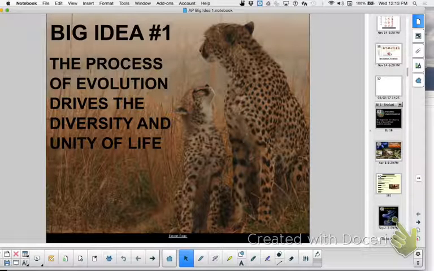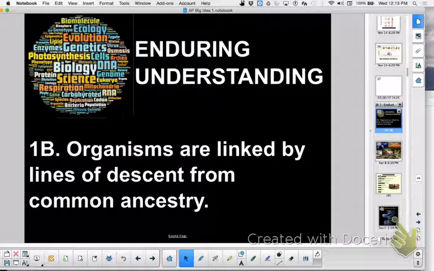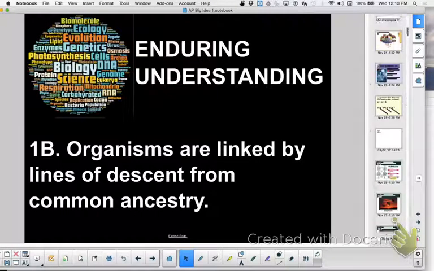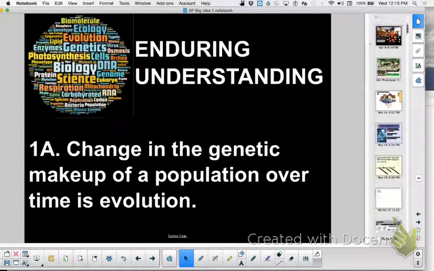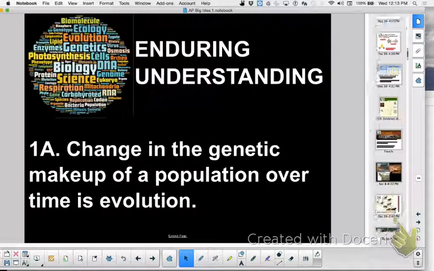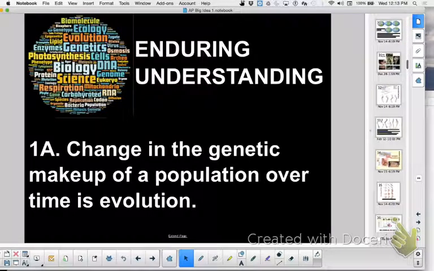All right, so we're still continuing with big idea number 1 as we're reviewing for the AP exam, and now we are at Enduring Understanding 1B. Organisms are linked by lines of descent from common ancestry. Some of the images here are going to be similar to some of the ones we saw in Enduring Understanding 1A. So sometimes they come up just because they're applicable to both. So I just want to tell you about that.